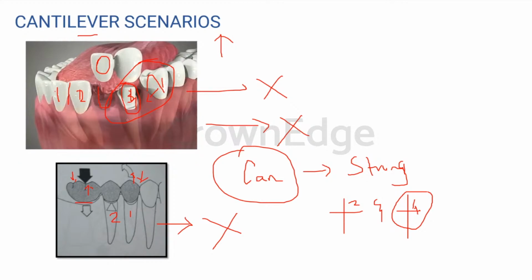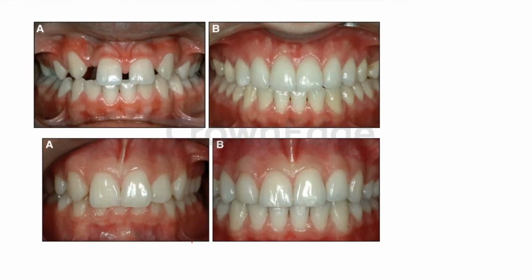So whenever you're asked a question about a cantilever, or you're asked in a clinical setup where you can give a cantilever and where you should not, your canine is the only way where you can give it, to replace your lateral and your first premolar. Nowhere else can you ever give a cantilever-based scenario. Okay, so this is with regard to your cantilever treatment scenario.